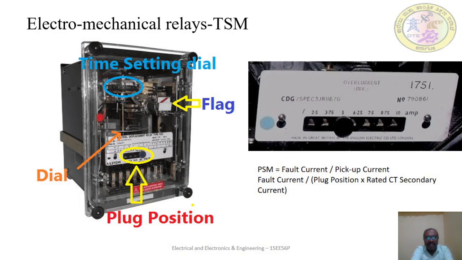Basically there are several types of relays. One is the electromagnetic relay, which we are seeing in the diagram. Next we will discuss static relay, in that, microprocessor based relay and numerical relay. Basically there are two types of electromagnetic relay: electromagnetic attraction type and electromagnetic induction type. In this diagram you can see the plug setting and time setting multipliers.